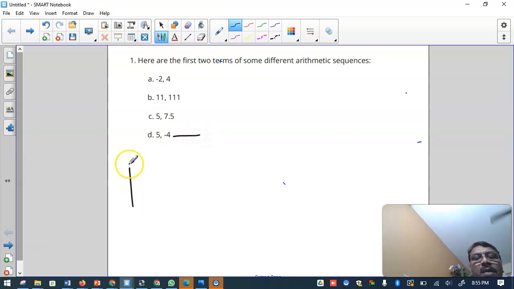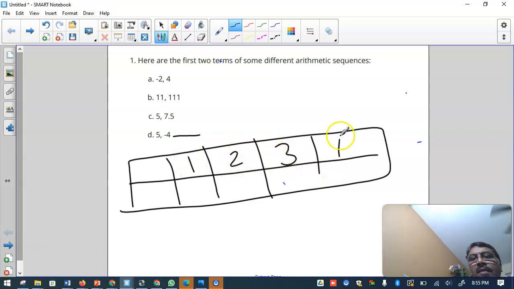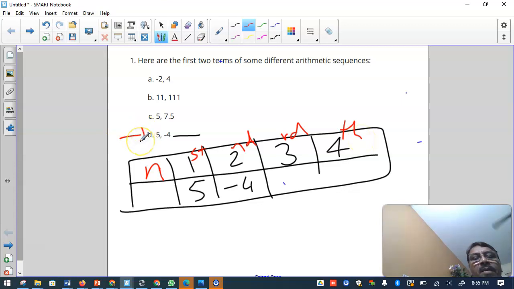So for this one, let me make a table for the last one. Let's take only the first, second, third, and fourth. The first position is 5, and then -4. This is n, our step number, which position: the first, the second, the third, and the fourth. And I can even call this b of n, which is the name of the sequence. So what adds here?